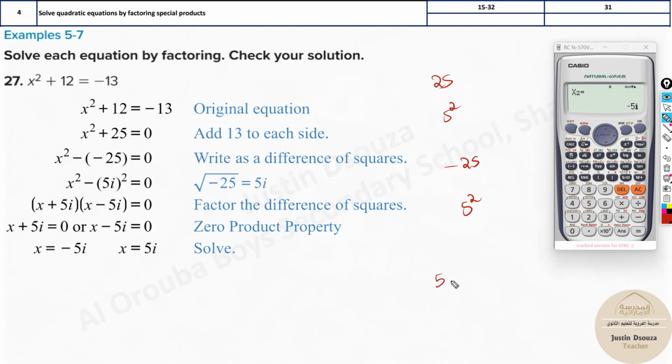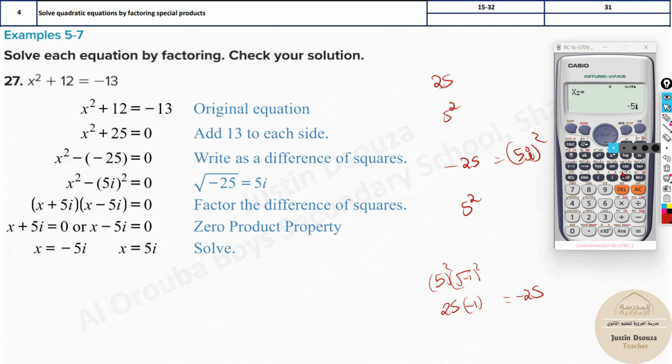Why? Because the imaginary number is root minus 1, isn't it? So this will be squared and this will be squared. It's 25 and minus 1. So it will be minus 25. So that's the reason why if you write it like this, we write it as 5i the whole square. I hope this is clear, because minus 25 dissolves to 5i. That's the answer over there. And all the other things are same.